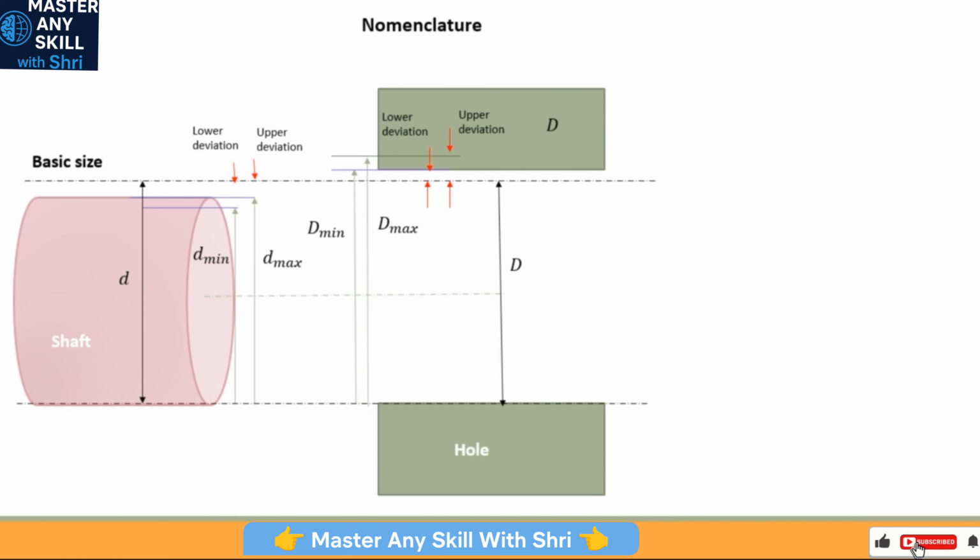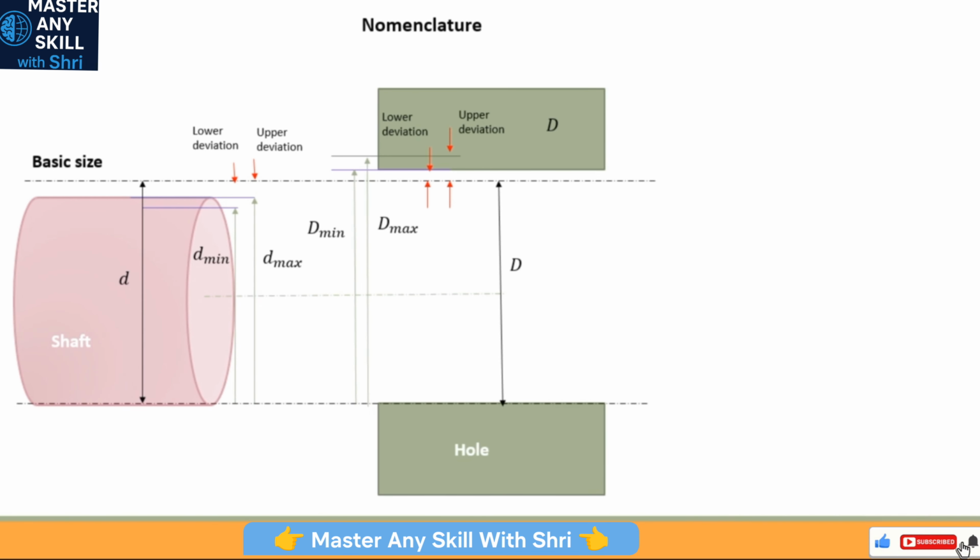Upper deviation is always the difference between the upper specification limit minus the basic size, and lower deviation is always the lower specification limit minus the basic size. It is the same for both shaft and hole. Capital D max and small d max are both upper specification limits, and capital D min and small d min are both specification for lower limit.